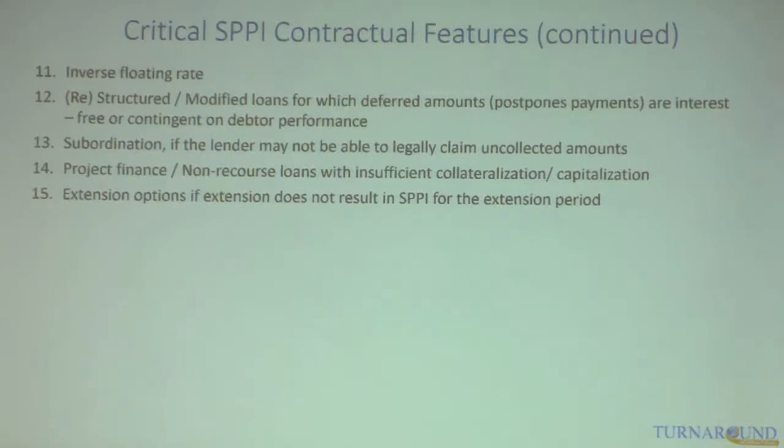There's a list here of just various things. Inverse floaters, they're not so common, but I saw them at ADB, where when interest rates go up, your rate goes down and vice versa. Project finance where there isn't sufficient collateral could also not meet the SPPI test.